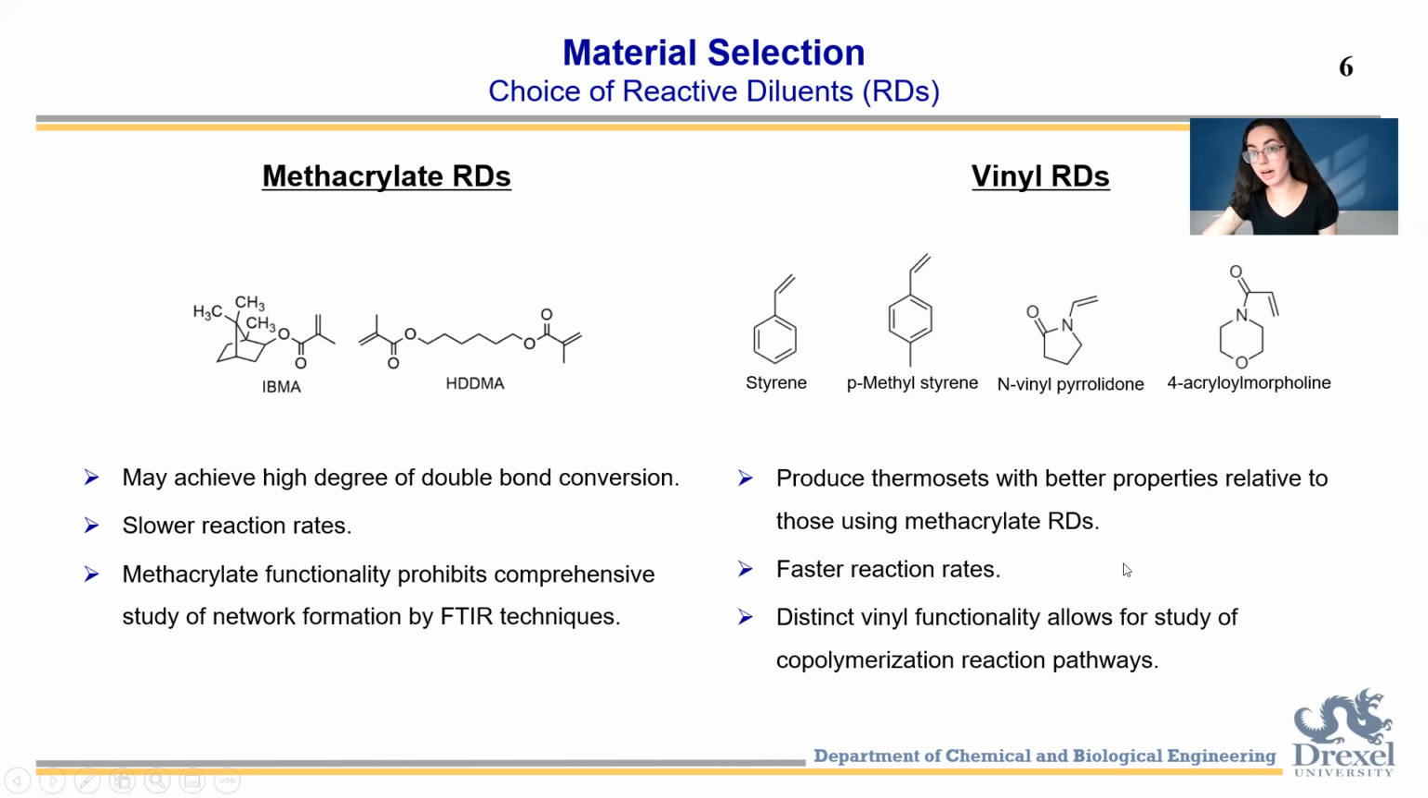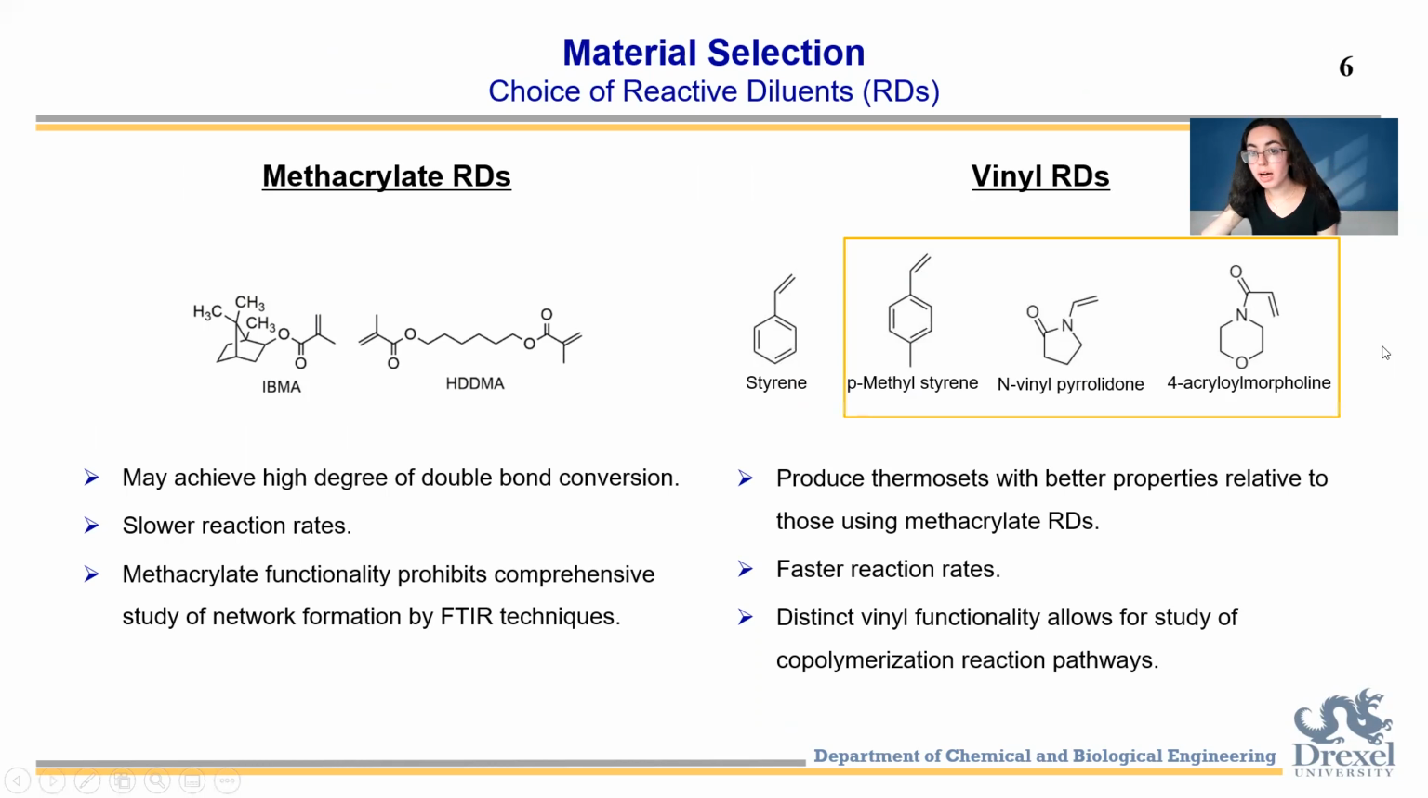On the other hand, we have vinyl reactive diluents. So these are often used in fiber reinforced composites. They produce thermosets with better properties relative to those using methacrylate reactive diluents. They allow for faster reaction rates, and the distinct vinyl functionality here allows for the study of copolymerization reactive pathways and drawing those structure property relationships as well.